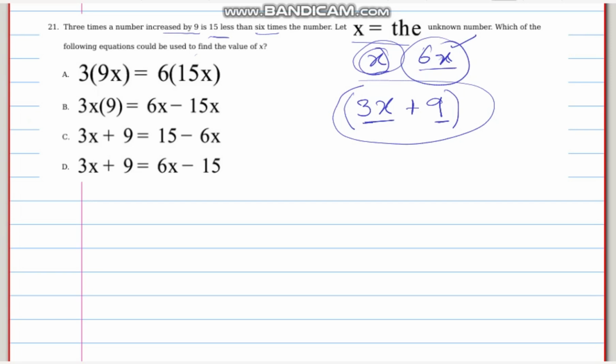So both numbers are not equal. One will be increased and one will be less. One will be high, one will be less. So, what is the question actually telling?